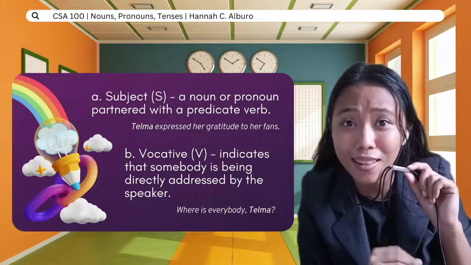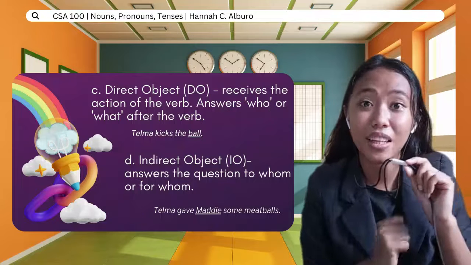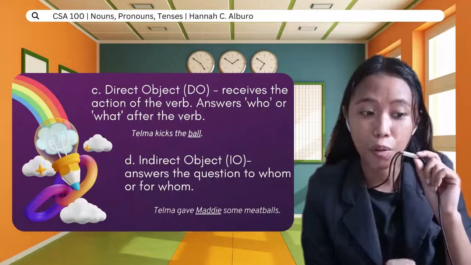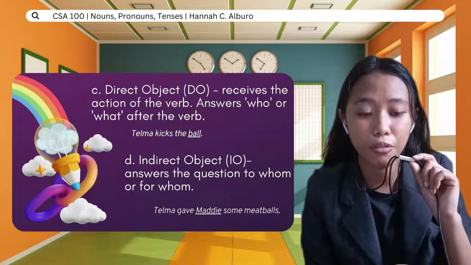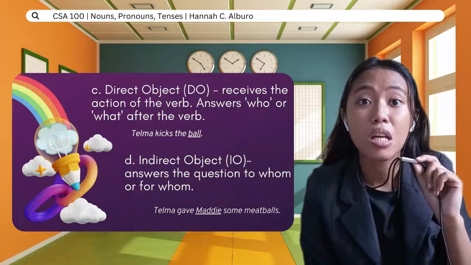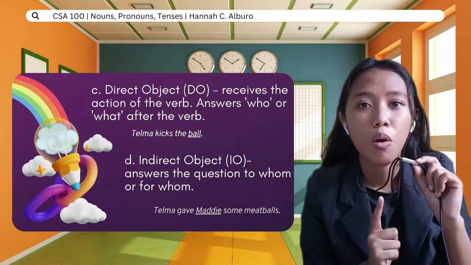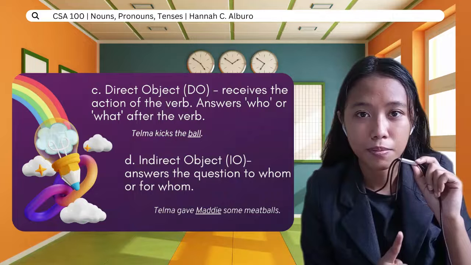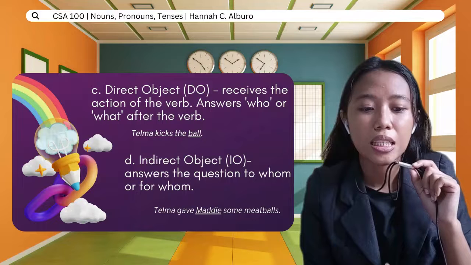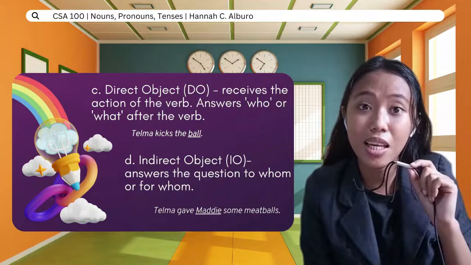By the one who said this sentence. Now we have the direct object. The direct object receives the action of the verb and answers who or what after the verb. Take for example the sentence, Thelma kicks the ball. In this sentence, which is the subject? Still Thelma, no? Now, the noun that functions as the direct object is the ball.